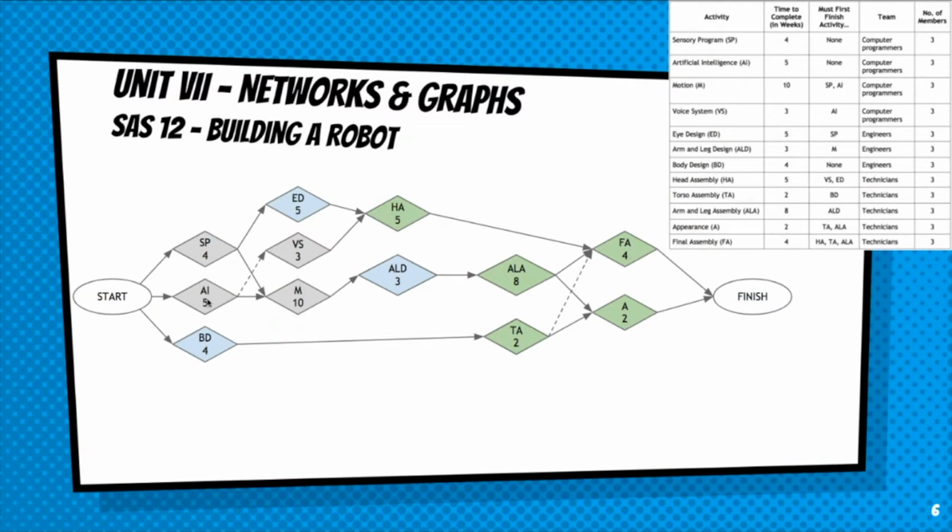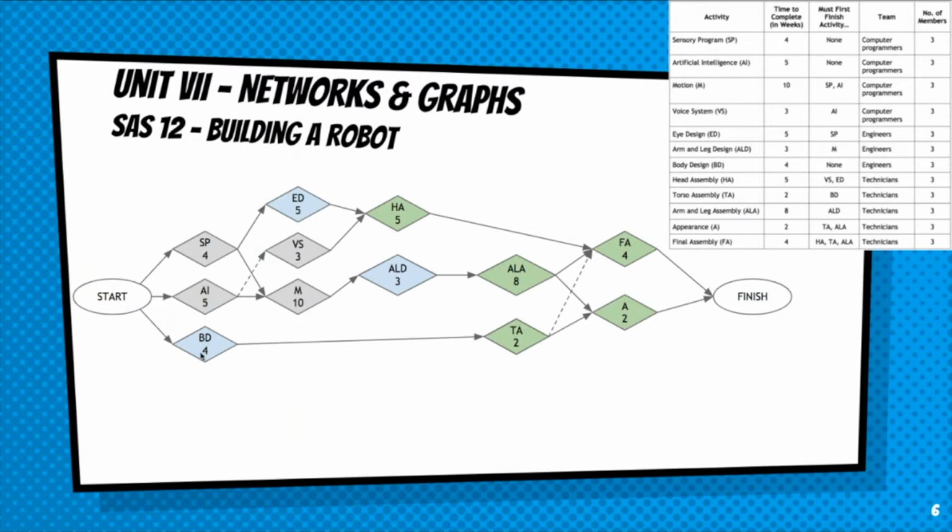Let's go another way. AI is 5. Motion is 10, that's 15. 3 is 18. 8 is 26. Is that right? 5, 15, 18, 26. Yes. 4 is 30. So that's longer than the 29 we determined going this way. So artificial intelligence, motion, arm and leg design, arm and leg assembly, and final assembly is going to be 30. If we go this way, it's only going to be 28. So we know that's not the longest time. So that's all of the AI pathways we could take.